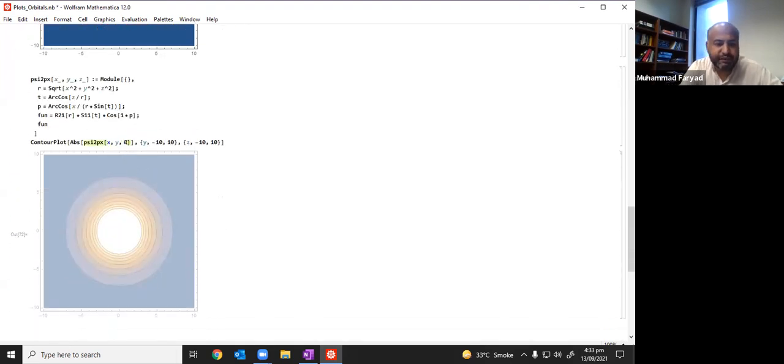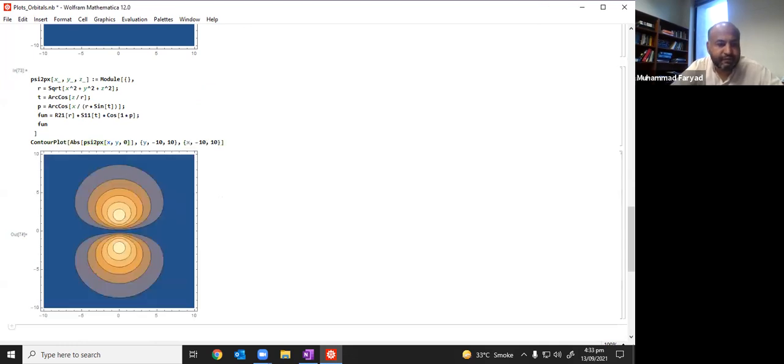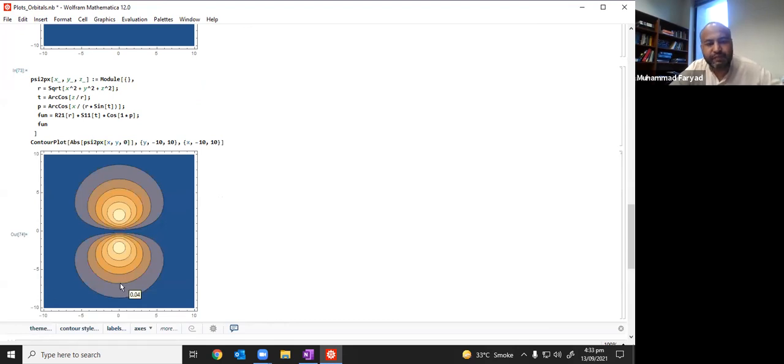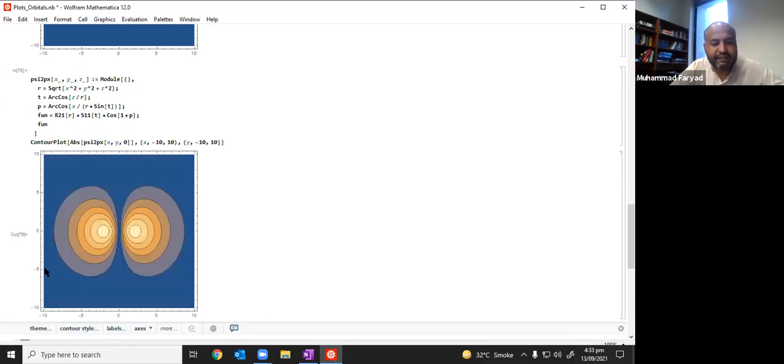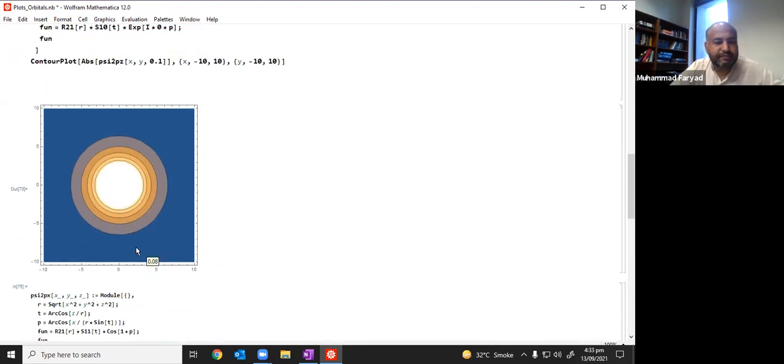So in XY plane, this has the same shape, and you see that this horizontal axis is the x-axis. Let me put x first. So horizontal axis is x-axis. So it's exactly the PZ function, but it is along x-axis now. It has its high density areas along x-axis, and in the XY plane this was symmetric.